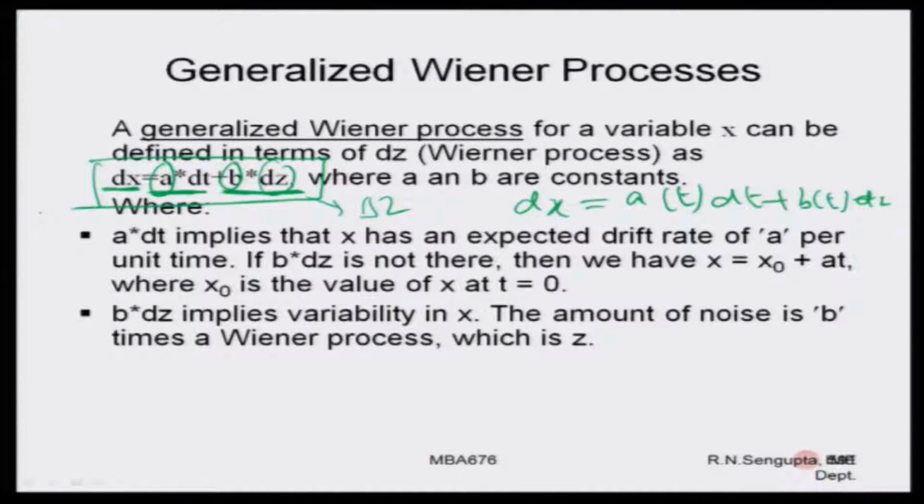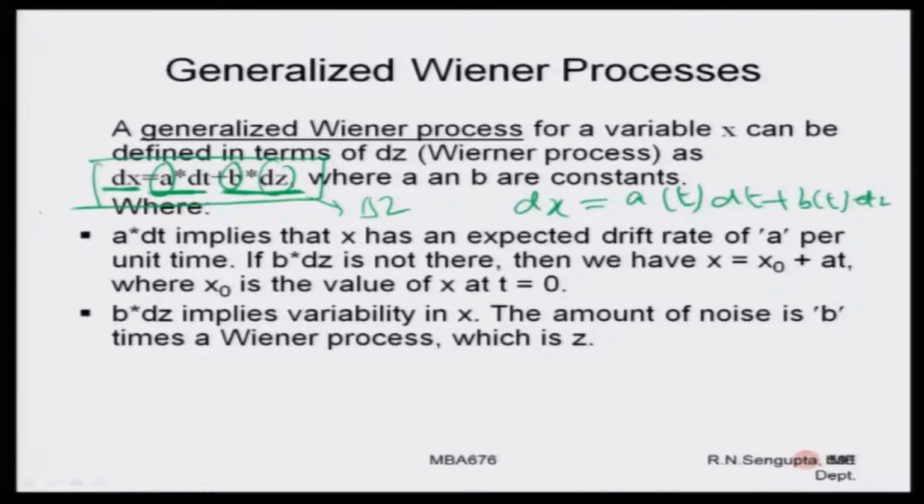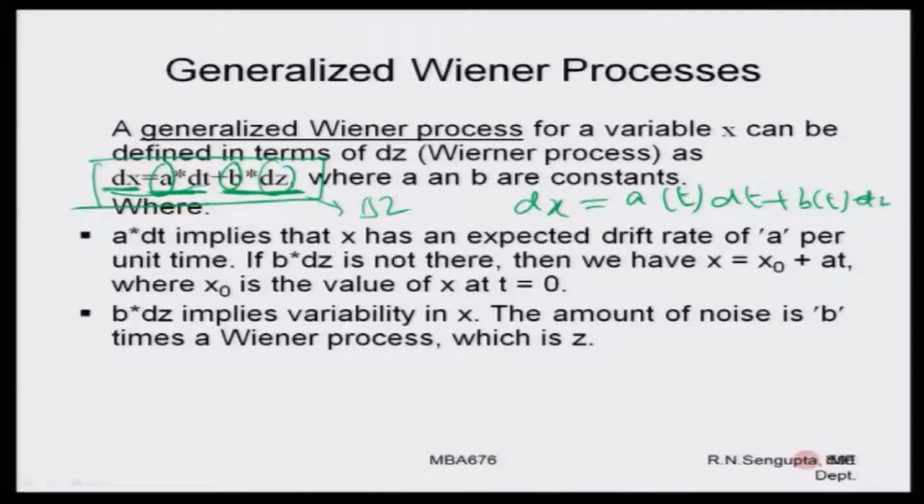Now, what do these two terms on the right hand side mean? The first term, a into delta t, implies that x has an expected drift rate of a. Why am I saying an expected drift rate? If you take dt down, you will have dx by dt equal to a. So, what you are trying to find out is the rate of change of the x function with respect to time, which is basically the constant a. That is why it is known as a drift rate, the expected drift rate in the long run, a per unit time, where dt is basically per unit time.